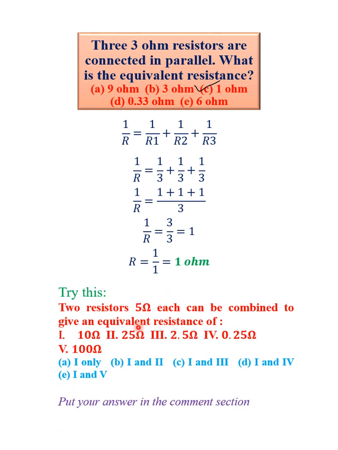Now I have this simple one for you to do. 2 resistors, 5 ohms each, can be combined to give an equivalent resistance of I 10 ohms, II 2.5 ohms, III 2.5 ohms, IV 0.25 ohms, and V is 100 ohms. So if you look at the options, we have that A is I only, B is I and II, C is this, D is this, and E is this. So looking at these options here, which of the options actually indicates the correct answer of connecting two 5 ohms resistors?